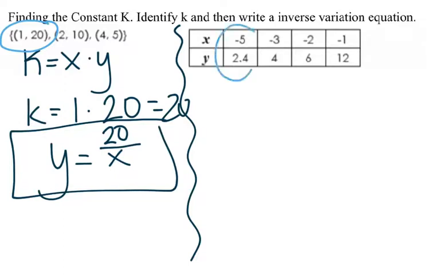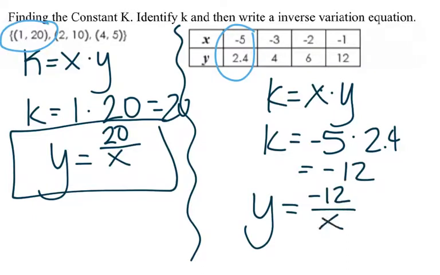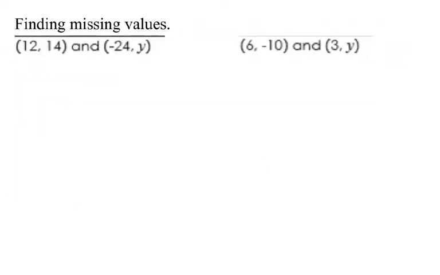We'll do the same thing over here. We're going to pick one point. Whenever we're doing inverse, k equals x times y. So x is negative 5, y is 2.4. I'll multiply those together and get negative 12. So my equation is going to be negative 12 divided by x. Alright, let's do some more. Just like yesterday, these are going to get progressively harder. Or maybe you don't think they're hard at all, which is awesome.